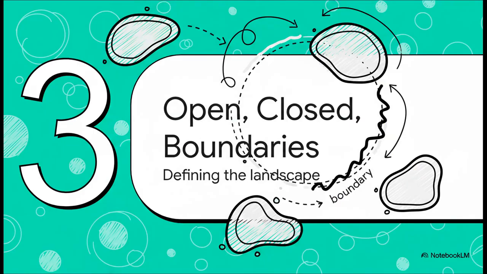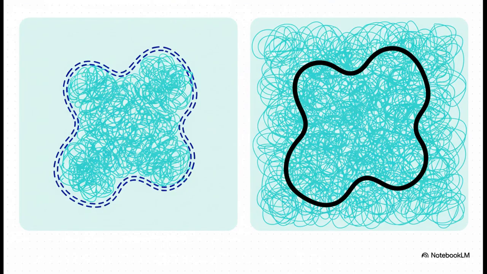Okay, so hopefully open set is starting to feel pretty solid. And what's so cool is that now, with just this one idea, we can define the entire rest of the landscape. We can finally talk about what a closed set is, and what a boundary is, with total precision. Let's put them side by side.